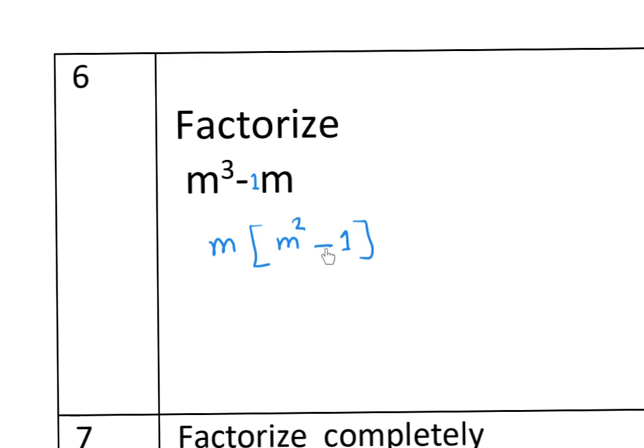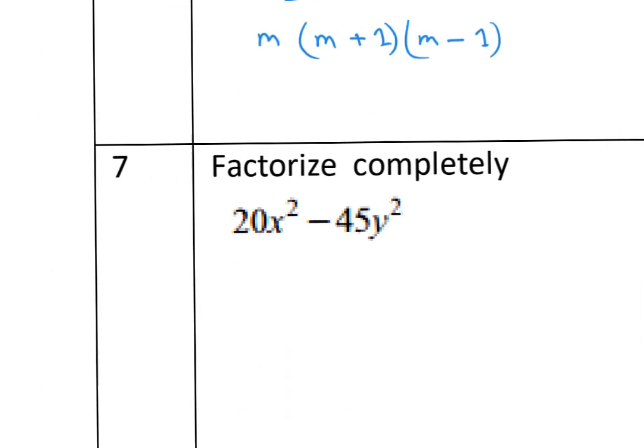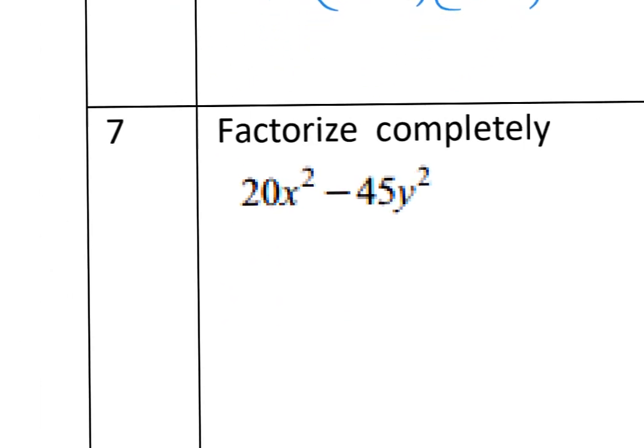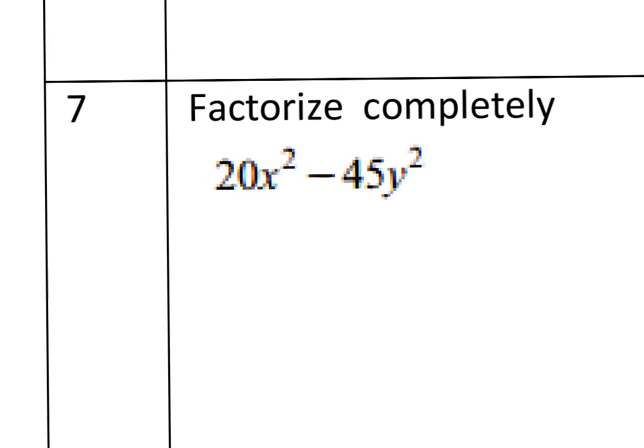Now m squared minus 1 is a difference between two squares, so we can factorize. M squared, the square root is m; 1, the square root is 1; plus and minus. You can pause the video and solve the next one on your own.